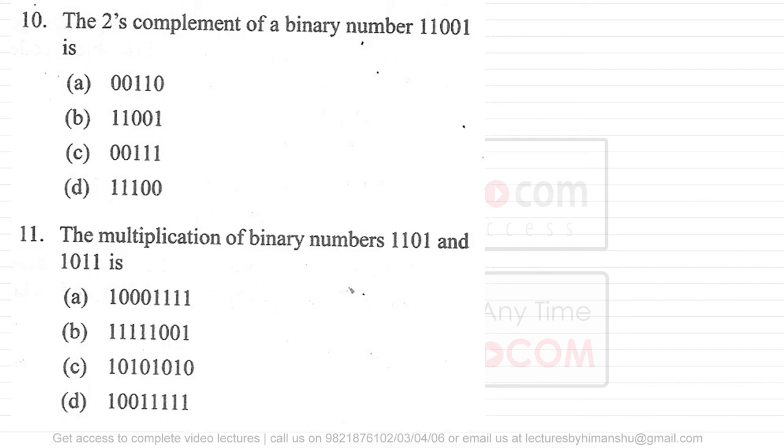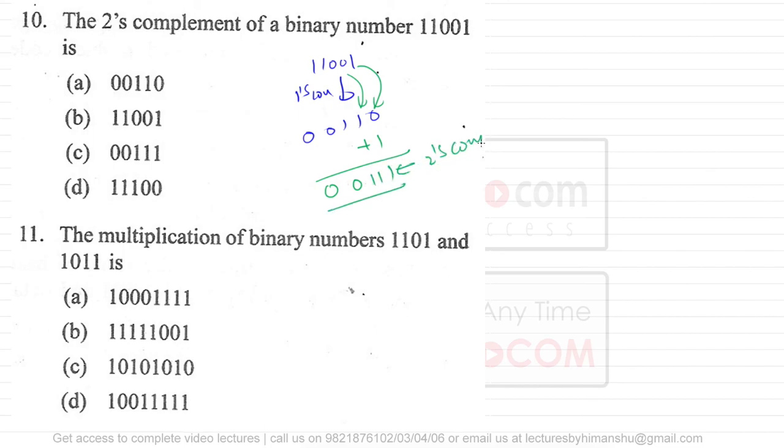So in the next video, we'll start with question number 11. In question number 10, they're asking for the 2's complement of the binary number 11001. To find the 2's complement, you first need to find the 1's complement. So the 1's complement of this number is 00110. How do you find the 1's complement? Just invert each and every bit: convert 1 to 0 and 0 to 1. And then add 1, and you are going to get the 2's complement. So it is 00111. This is the 2's complement for the given number. So the answer to this question is option C.